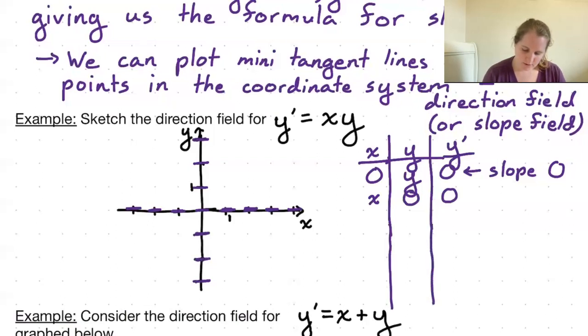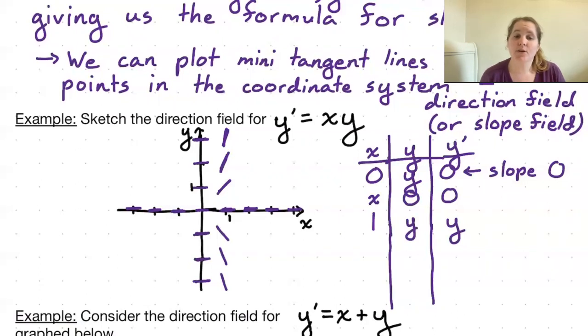So if we do say x is equal to 1, and I'm going to just do y is y, we'll get y for the slope, right? So for x equals 1, we'll have slope 1 when y is 1. We'd have slope 2 when y is 2, slope 3, the lines are getting steeper and steeper and steeper. We'd have slope -1, then -2, then -3. Again, the lines are getting steeper and steeper in the negative direction.